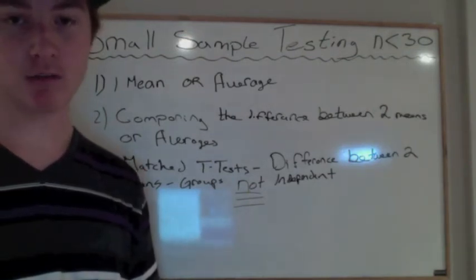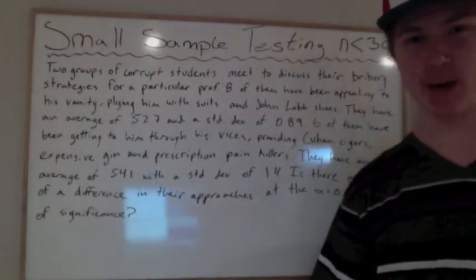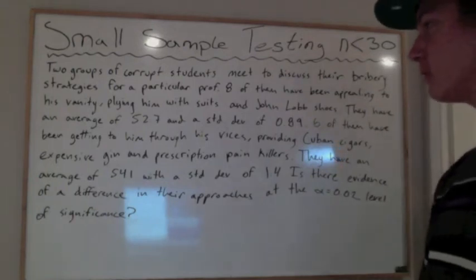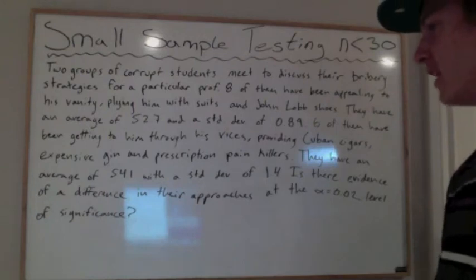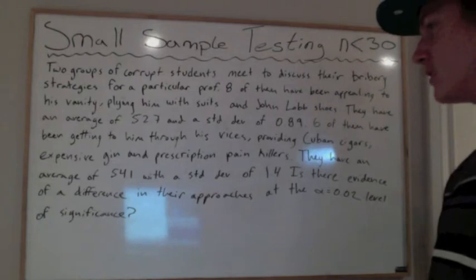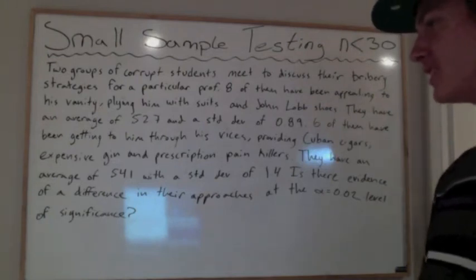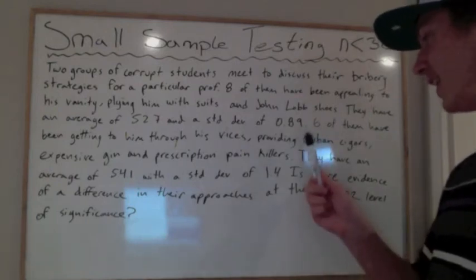I will now do an example to help you understand. Now for that example. The question reads, 2 groups of corrupt students meet to discuss their bribery strategies for a particular prof. 8 of them have been appealing to his vanity, plying him with suits and John Lobb shoes. They have an average of 52.7 and a standard deviation of 0.89.